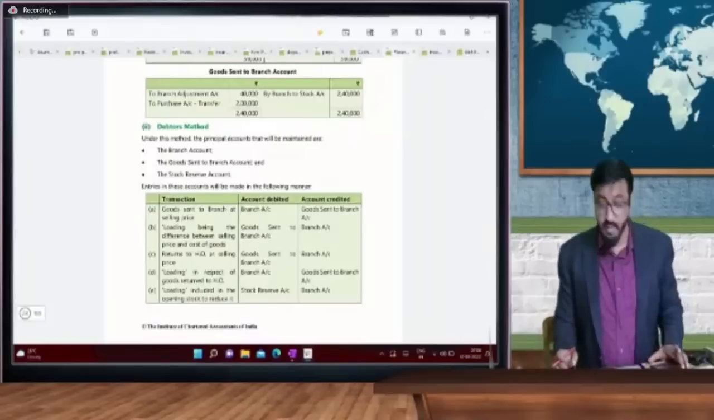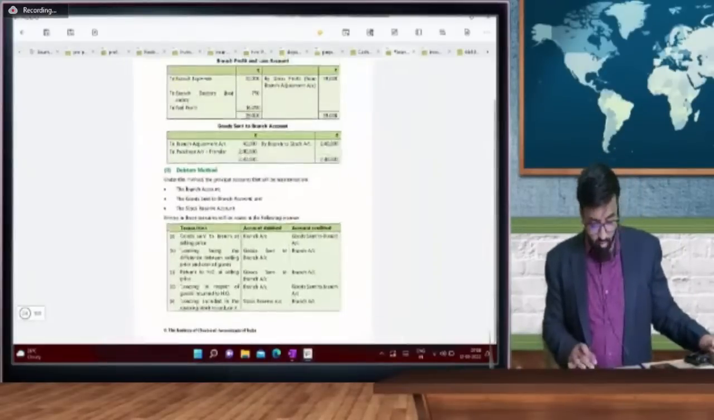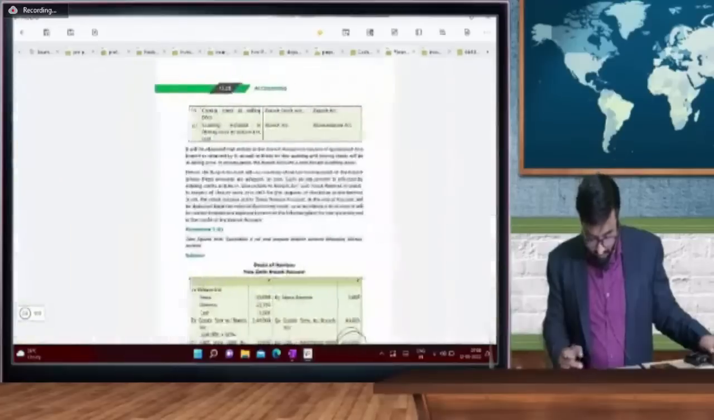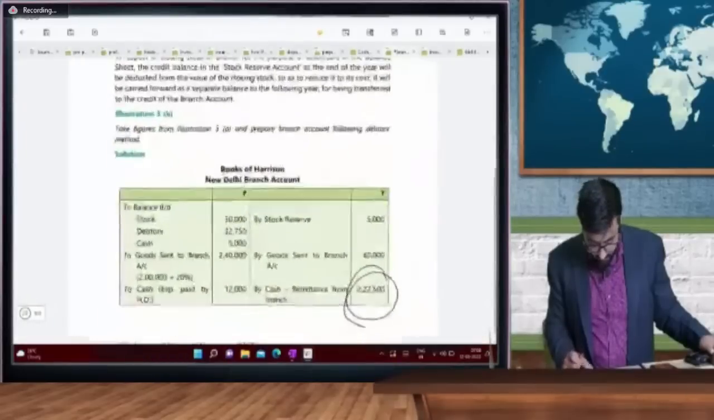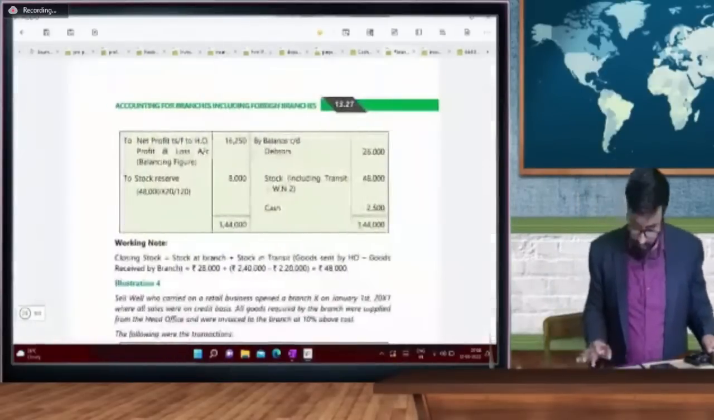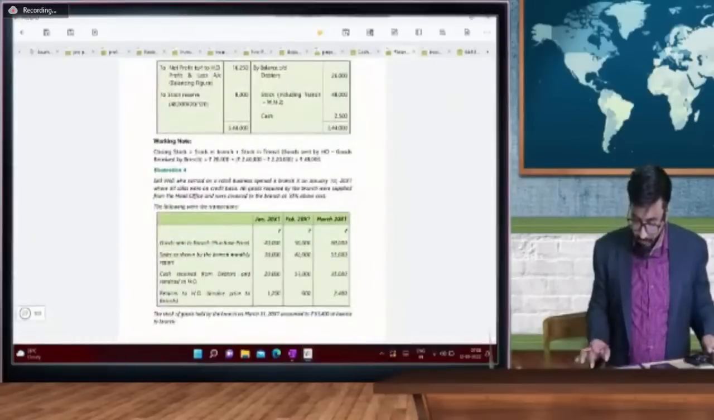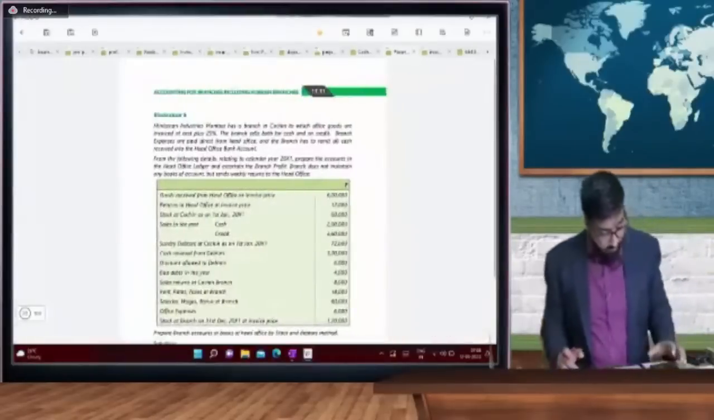Okay, we will discuss later. Don't waste others' time. So I don't think 163,500. I am not getting any figure in 3B where you are getting 163,500. It's 2,22,500 only. Okay, they are not prepared debtors account. 163,500 you are getting confused somewhere.